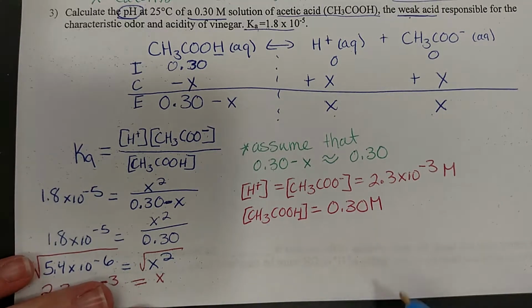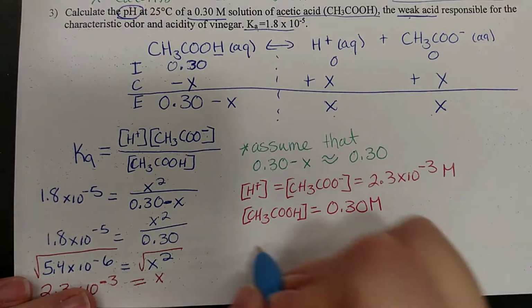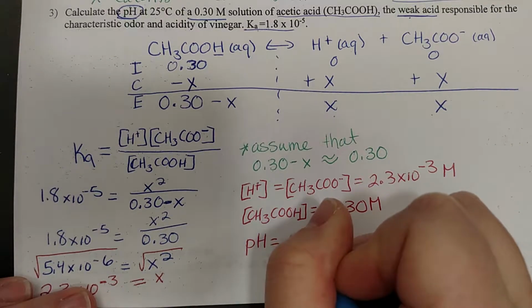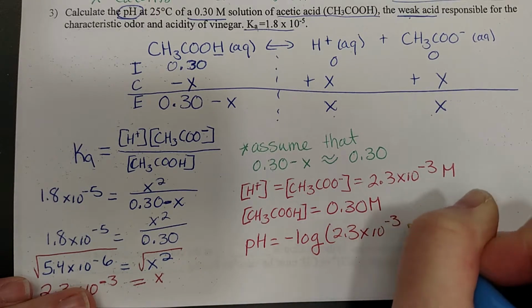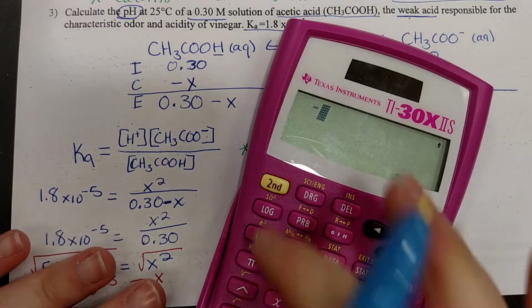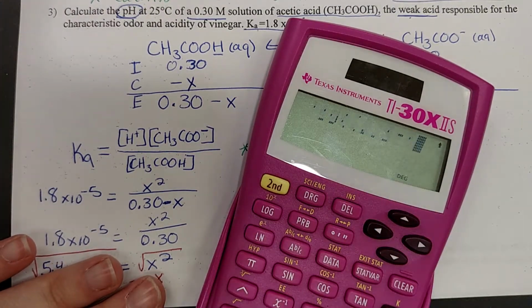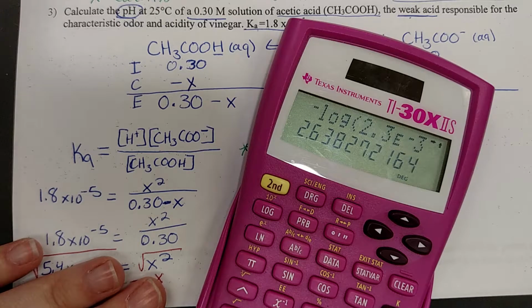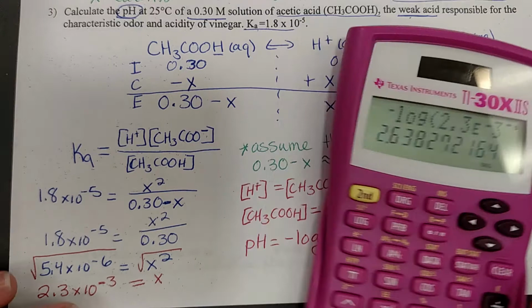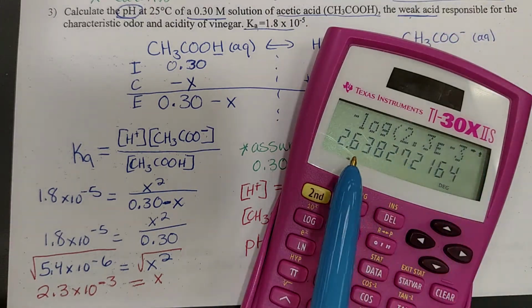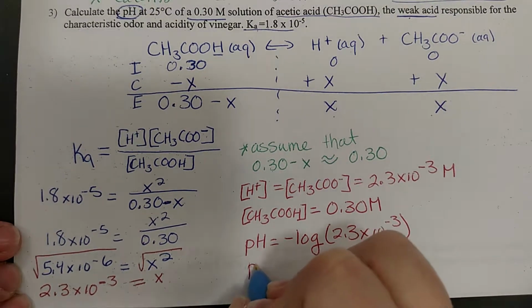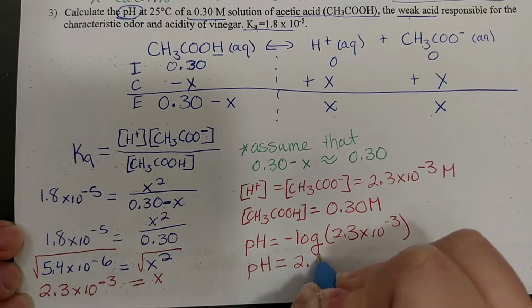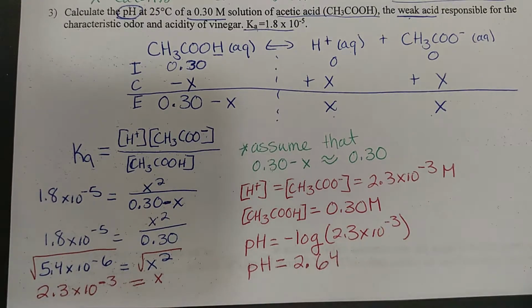Our goal here was, though, to find our pH. So we have our hydrogen ion concentration. So pH equals the negative log of 2.3 times 10 to the negative third. So we take negative log of that value. We get 2.638. We want 2 significant figures, that's what we've been keeping, so 2 decimal places, so 2.64. So our answer, pH equals 2.64. So that is our final value.